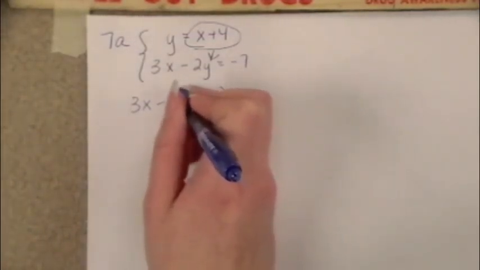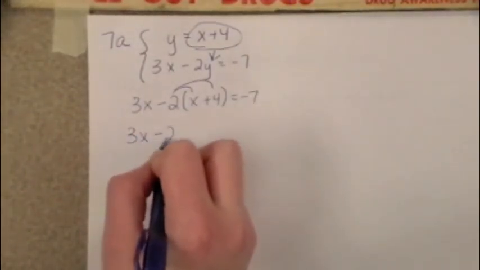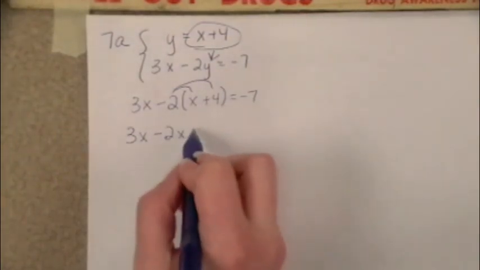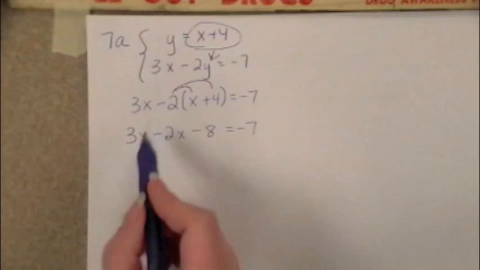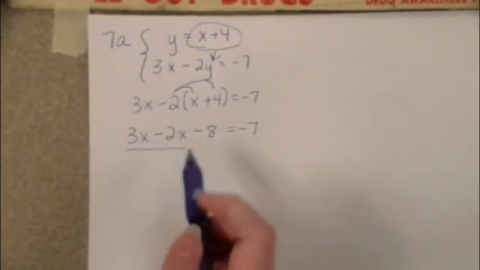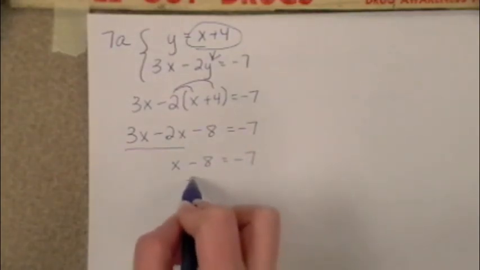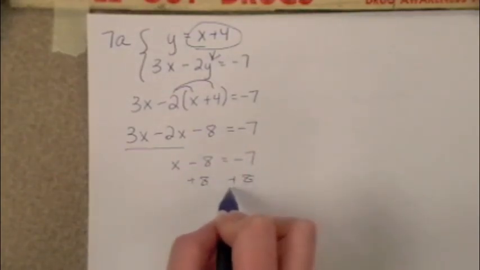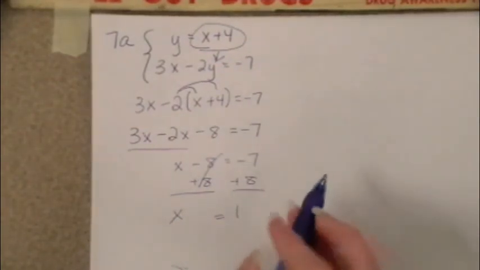And then we're going to distribute here. So 3x will stay the same. Negative 2 times x gives me minus 2x. Negative 2 times 4 gives me negative 8 equals negative 7. Now let's combine these like terms here. 3x minus 2x is 1x. X minus 8 equals negative 7. And then simply do plus 8 on both sides. And we end up with x equals 1.